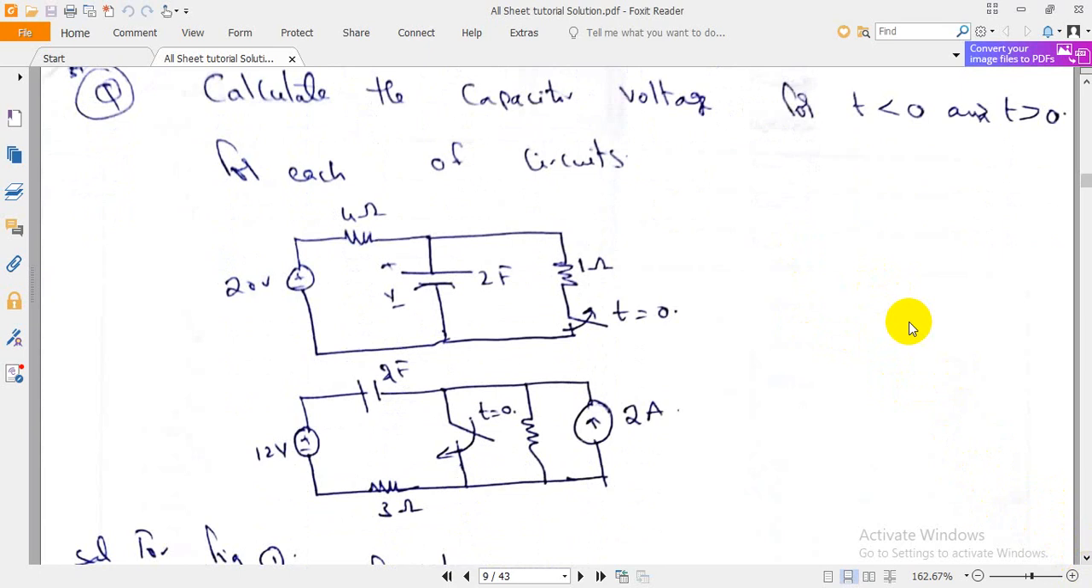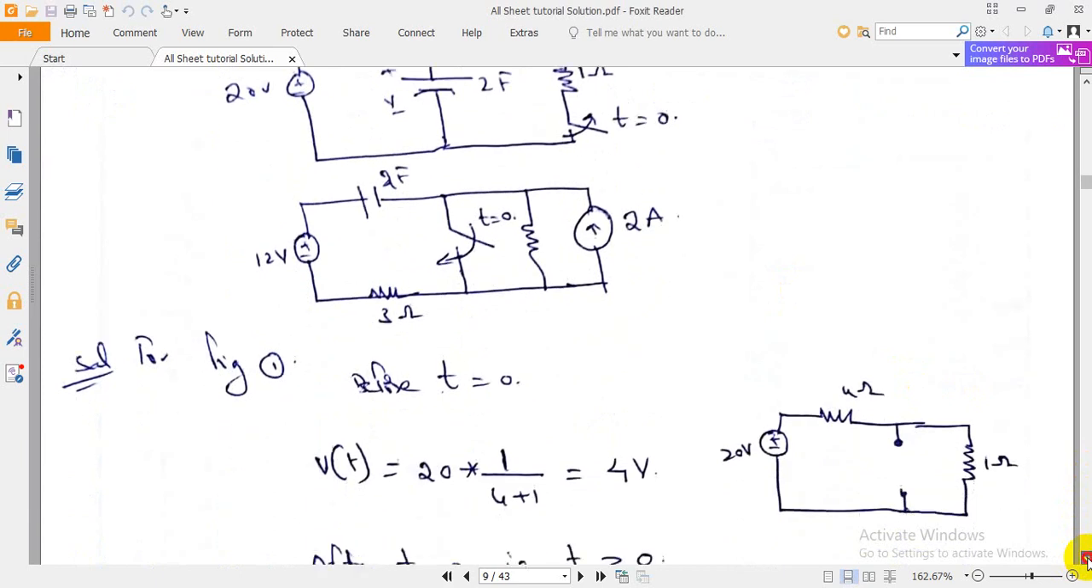In the first circuit we have a 20 volt source, a 4 ohm resistance, and here we have a capacitance, and here is the switch. So first of all, when t is less than 0, the switch is closed, and after t equal to 0, the switch is open. This you need to understand.